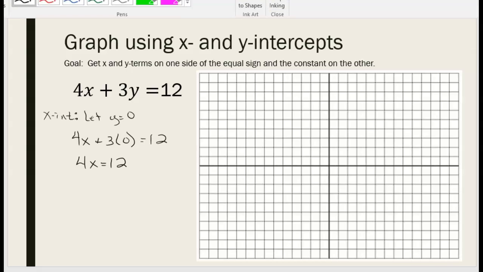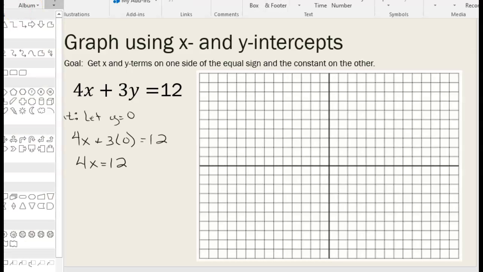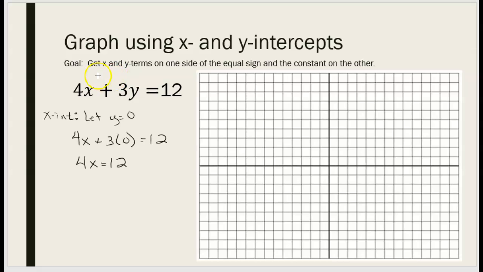So here's what I want to show you. This is where that whole cover-up method comes in. This would be the same thing as if I just simply covered up my y term to start with, right? I have 4x equals 12. And the reason that I can cover up that y term is because my y value is going to be 0, so it's just going to go away anyhow, right? All right, so if 4x is equal to 12, then I divide by 4 on both sides, and I find out that x is equal to 3. So that means I'm at 1, 2, 3, 0.